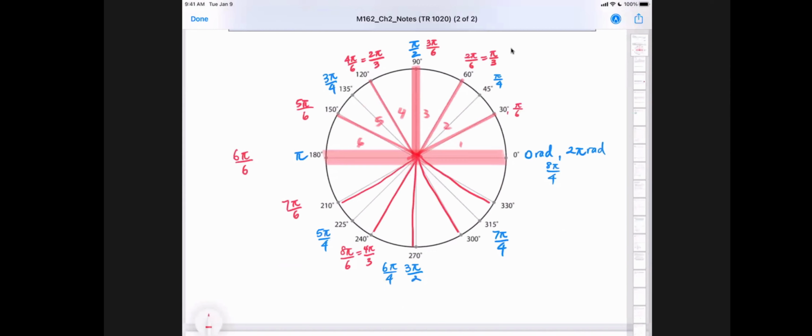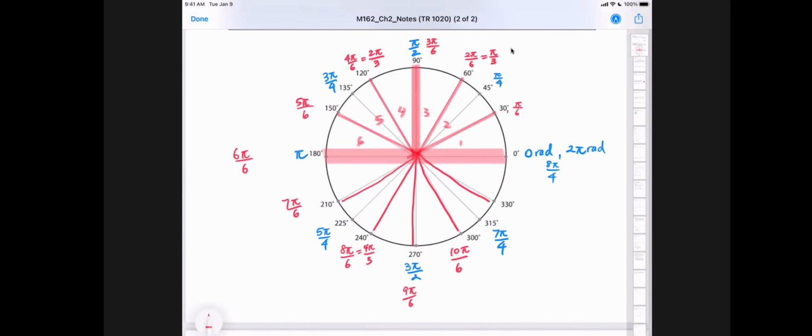Okay, and keep counting up. So next one is 9 pi over 6, which, yeah, that reduces to 3 pi over 2. Okay, so 10 pi over 6 is the next one, and that reduces to 5 pi over 3. And then the next one is 11 pi over 6, which is fully reduced. And then the last one is 12 pi over 6, which is 2 pi.